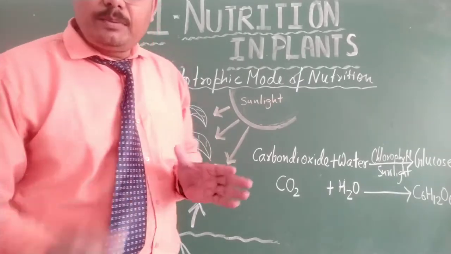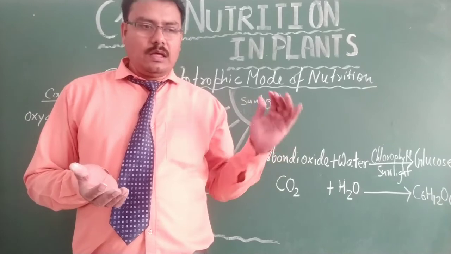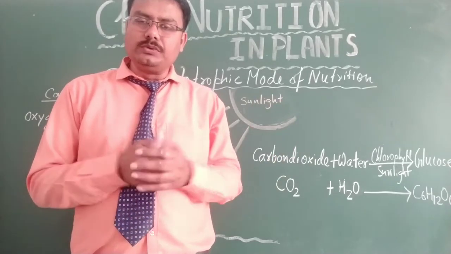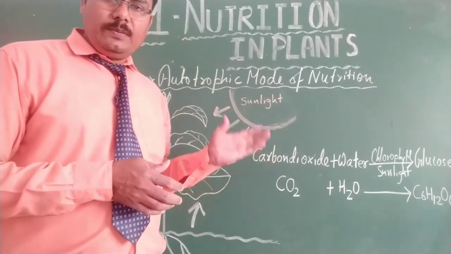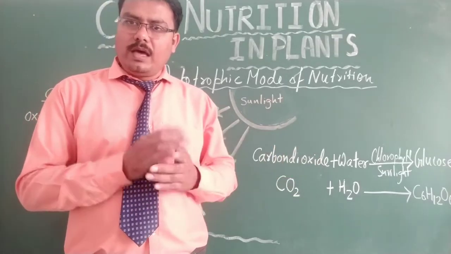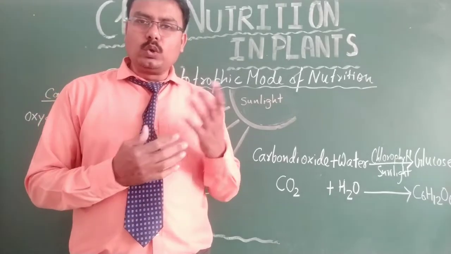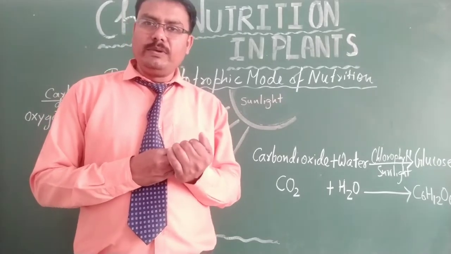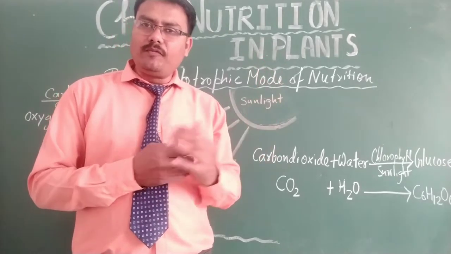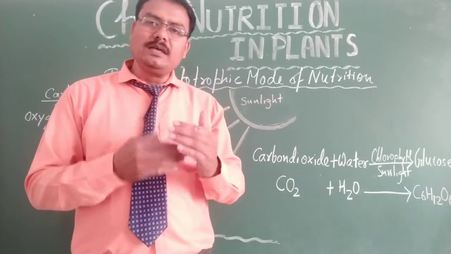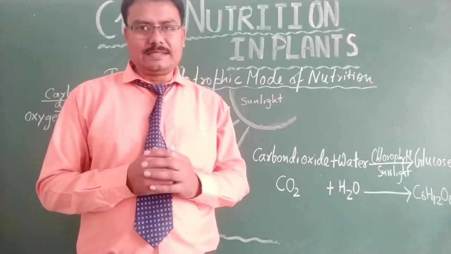So with the help of sunlight, carbon dioxide from the atmosphere, and water and minerals from the soil through the root, the green leaves start preparing their food. And after preparation of food, what has been formed? Glucose. Glucose is formed during the process of photosynthesis. Photo means with the help of light, solar energy, and synthesis means preparing food. That is called photosynthesis.